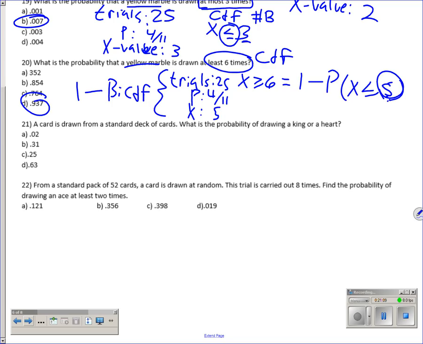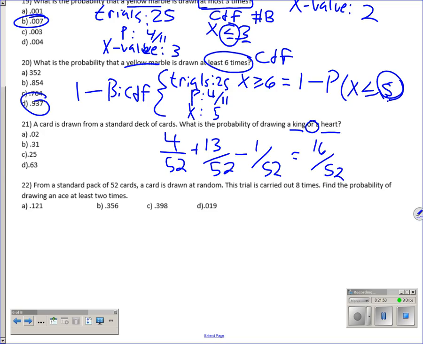A card is drawn from a standard deck of cards. What is the probability of drawing a king or a heart? Okay. Or means to add. Probability of getting a king is 4 out of 52. The probability of getting a heart is 13 out of 52. But those are not mutually exclusive. A king can also be a heart. So you have to subtract out the overlap. In this case, it's 1 over 52 is the probability of getting a king and a heart. You don't want to count that more than once. So when I do that, I end up getting 16 over 52, which is equivalent to B, 0.31.